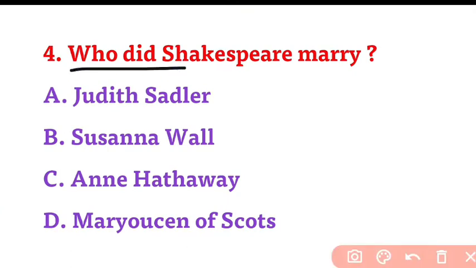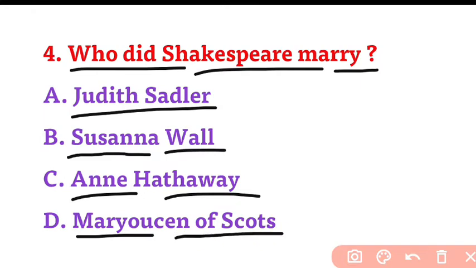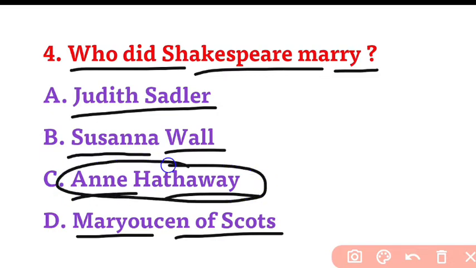Question number 4. Who did Shakespeare marry? Judith Sadler, Susanna Wall, Annie Hathaway, Mary Austin of Scots. What will be the answer? The answer will be Annie Hathaway. Option C is correct.